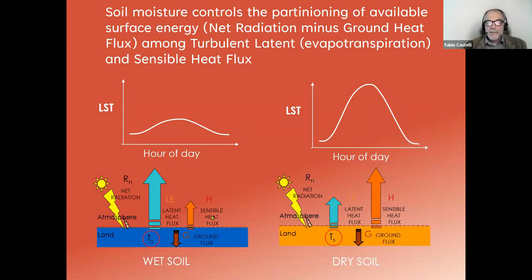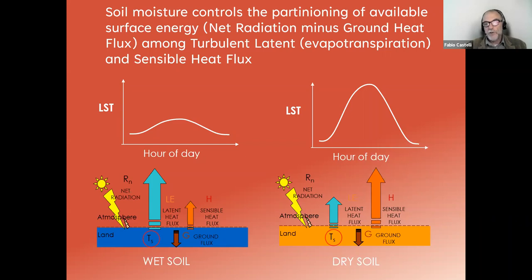The reason for this is contained in what is called the surface energy balance. The energy that comes from the sun at the Earth surface may be in part absorbed by the ground media in terms of ground heat flux, and in part dissipated back toward the atmosphere with two main fluxes: what we call the latent heat flux, the flux of vapor, and the sensible heat flux. Now, for a given amount of energy, the partition between these two fluxes will depend on the soil moisture.